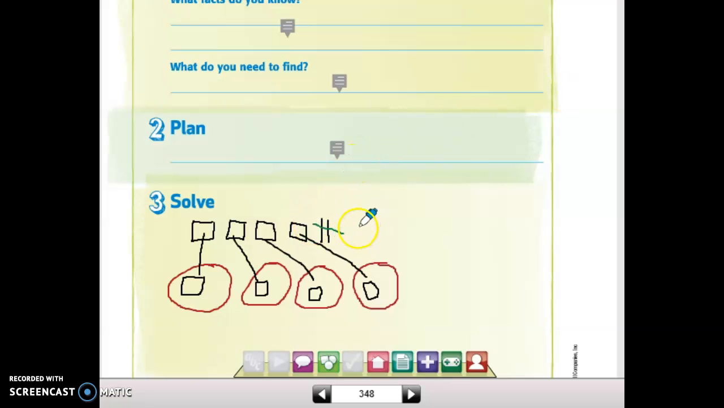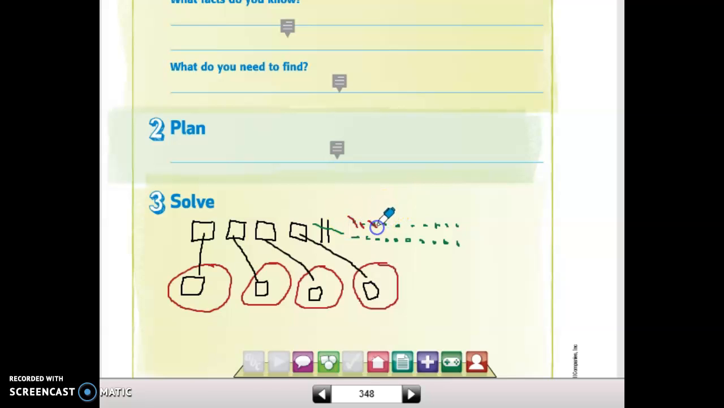into ones. So I broke apart a 10 and made it into 1, 2, 3, 4, 5, 6, 7, 8, 9, 10 ones. Other 10, 1, 2, 3, 4, 5, 6, 7, 8, 9, 10 ones. Now, in order to divide it, I'm going to cross out 4 at a time just to make our lives a little easier.